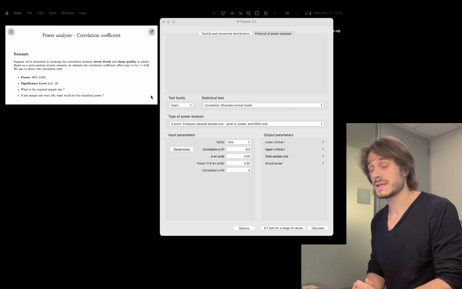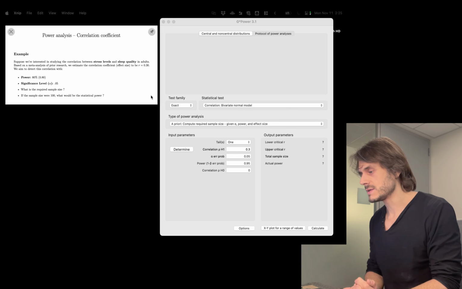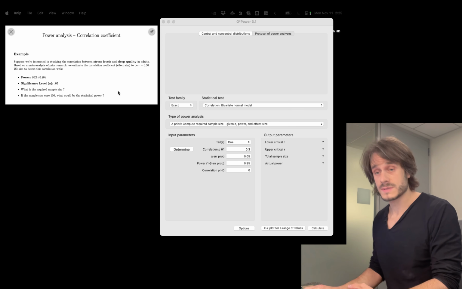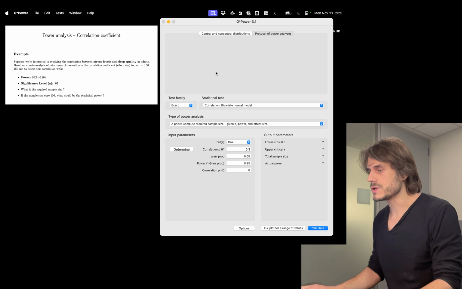So the first question is what is the required sample size, and the second question is we're going to solve for a statistical power knowing sample size. So let's do the first one. What is the required sample size in this situation?